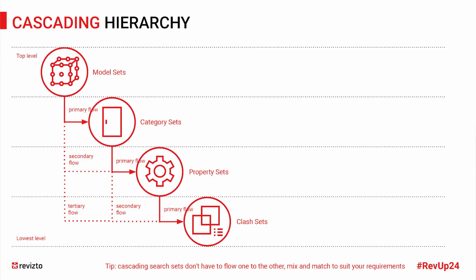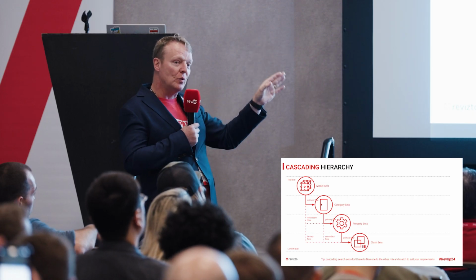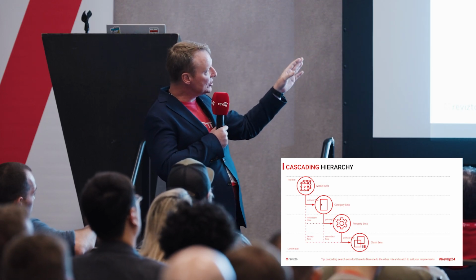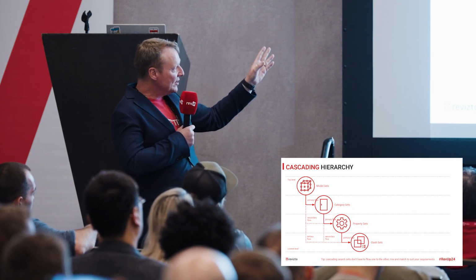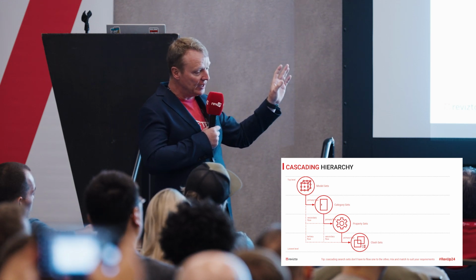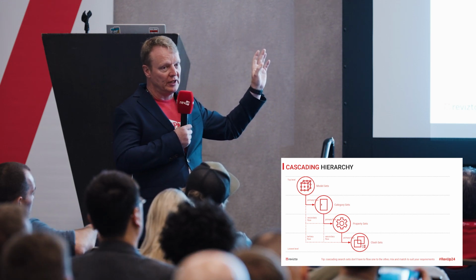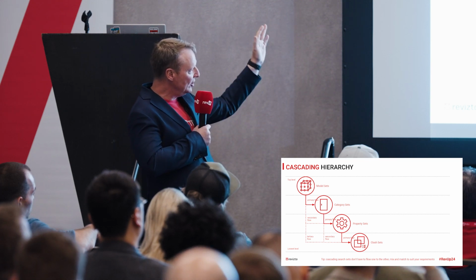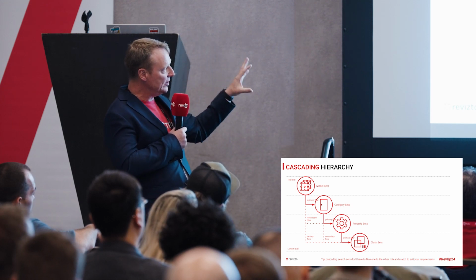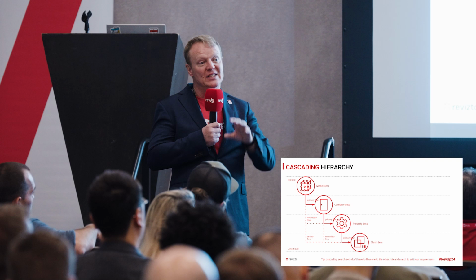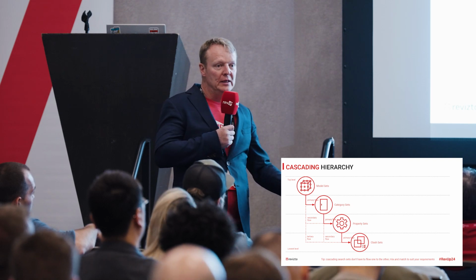This is a diagram of how they cascade together. So at the top, the model search sets really drive everything else, and then the subsequent search sets reference the one above it. And you can mix and match these search sets. There's a primary flow where you can do models into categories, categories into properties, and then all of them into clash tests. But depending on the type of project that you're working on, you might want to shortcut it and come down a tertiary workflow and go models directly into clash tests. So it's very flexible, very dynamic, and again, it just allows you to scale Revizto very, very quickly.